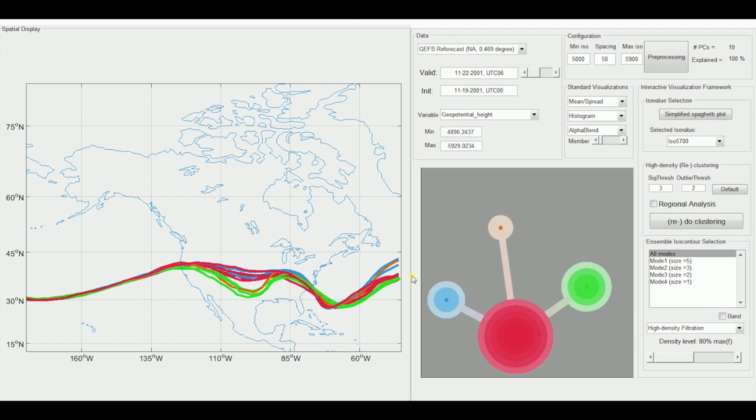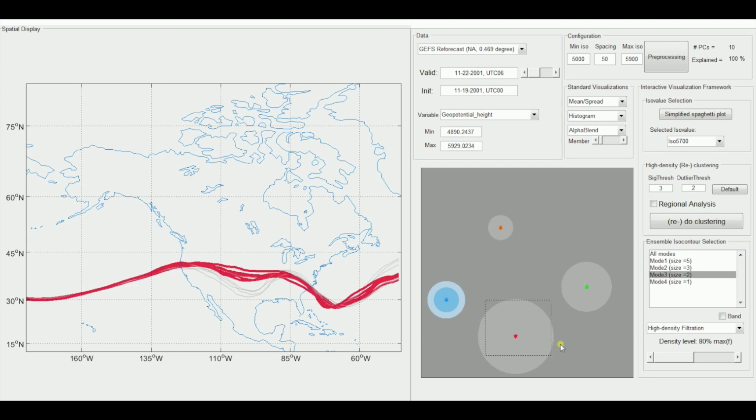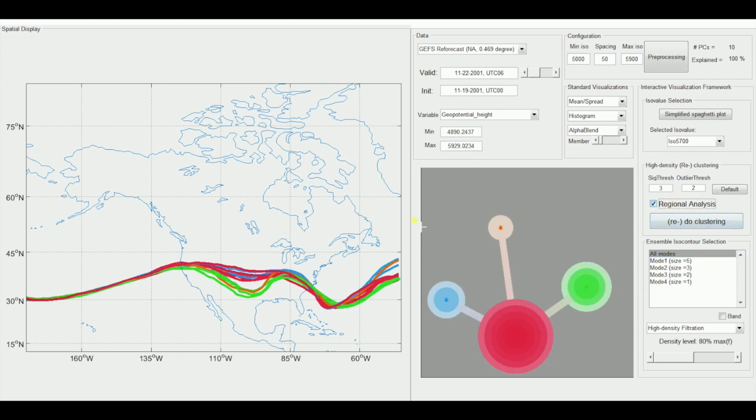Looking at the spaghetti plot, the overlapping isocontours make it difficult to compare the strength of different trends, while the mode plot clearly shows the dominance of the red mode. The overlapping of the red isocontours and blue isocontours is because they have different variations in the eastern region. Therefore, we brush the spaghetti plot to focus on the local variability of the trough.